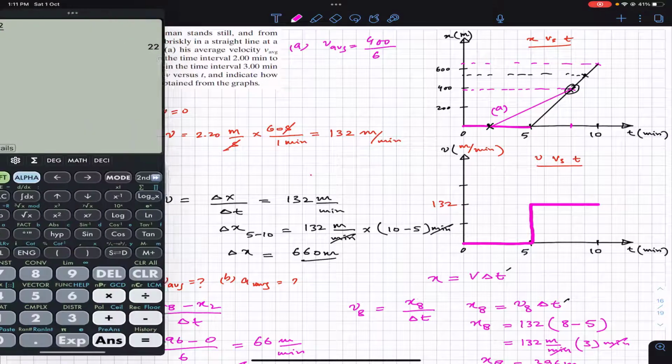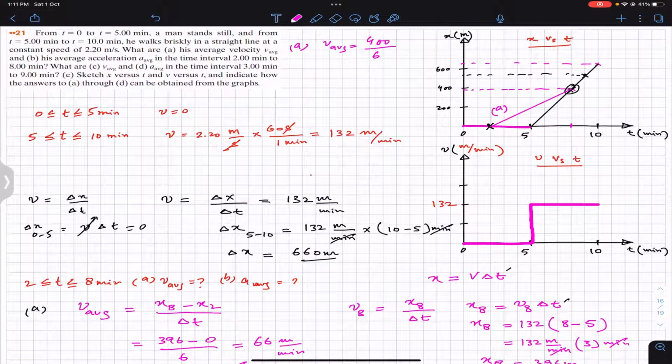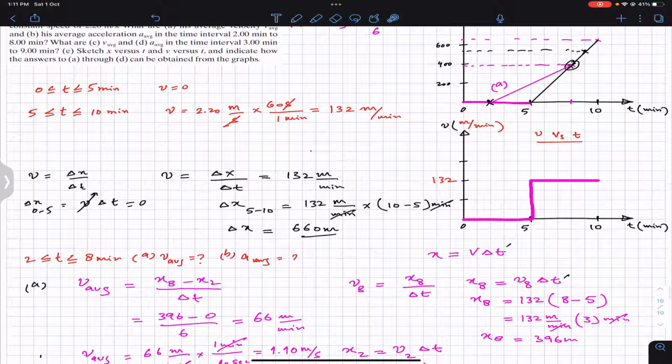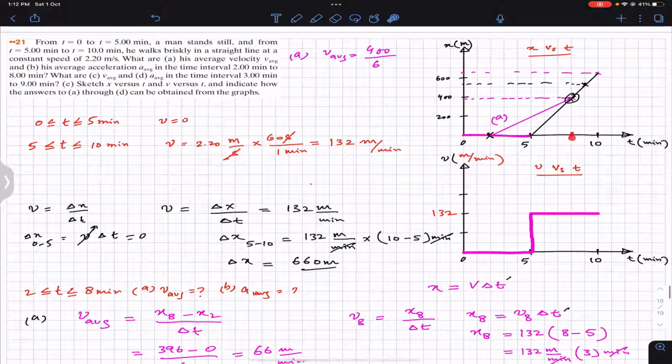This is rise divided by run. So 400 divided by 6 gives us 66.67. And if we know the exact value, we will get the exact average velocity, that is 66 meter per minute. So now we know the exact value that at t equals 8 minutes, the x value is 396.